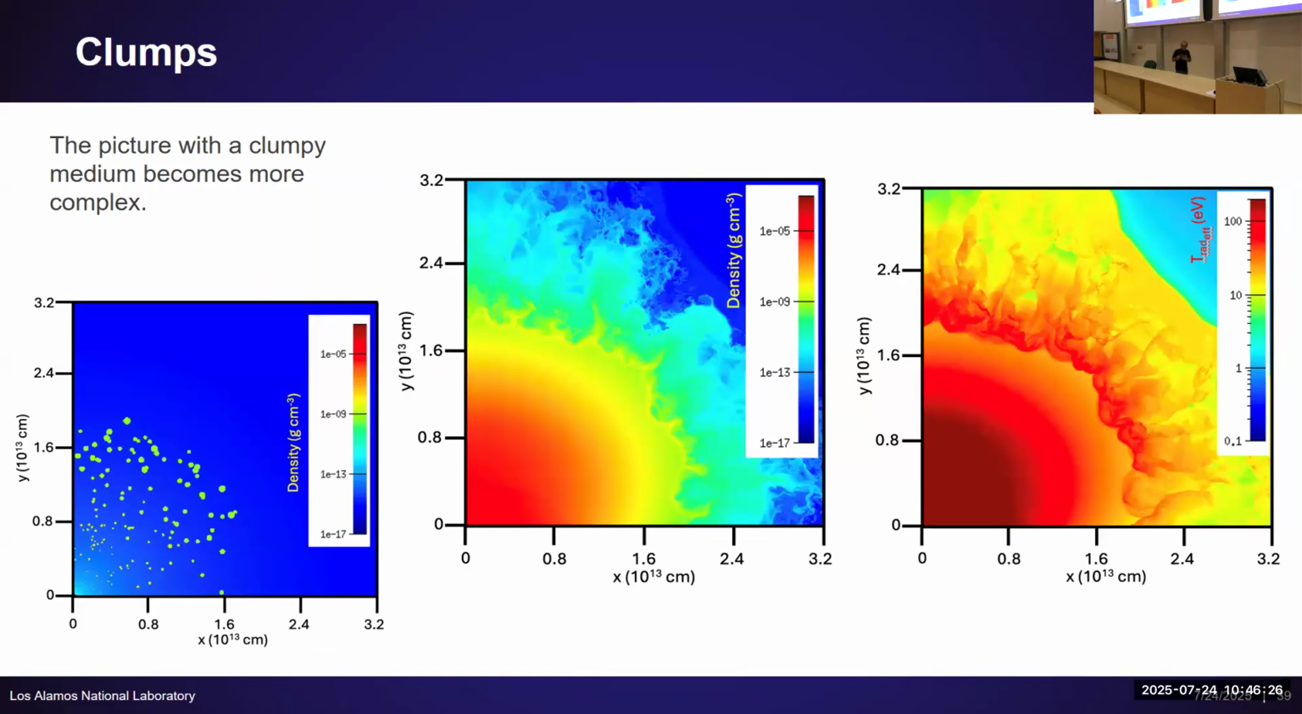It was in a wind that was driven by lines. It had weird features. The star was blowing things off. I'm mimicking that with a clumpy medium. I then run a supernova shock through it, and this is the mess that it makes that we're now trying to understand: how do we get explosions from this kind of model?